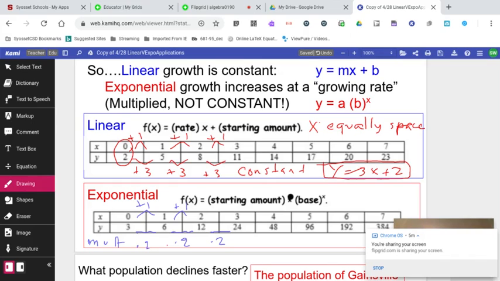So the exponential behavior, y, is equal to the starting amount. The starting amount is where x equals 0, so the starting amount is 3, or the y-intercept. And the base is what it's being multiplied by each time, to the x power. Exponential behavior.